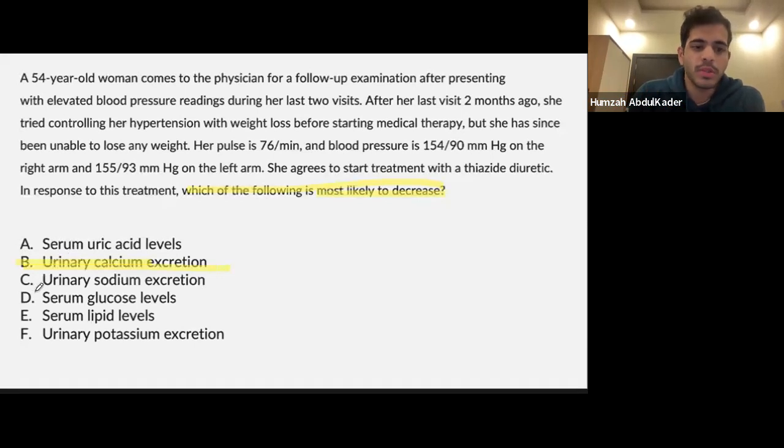The rest of them, serum glucose level, we just said it increases. Lipid levels, we said it increases. So just read the questions carefully. This was a little bit of a tricky question, not really tricky, but it basically tests whether you are reading the question, because it's very easy to just say, okay, thiazide diuretic, okay, serum uric acid levels. Yeah, but is it increasing or decreasing? Here it's asking which decreases. So keep that in mind. I think we can move on to the next question.